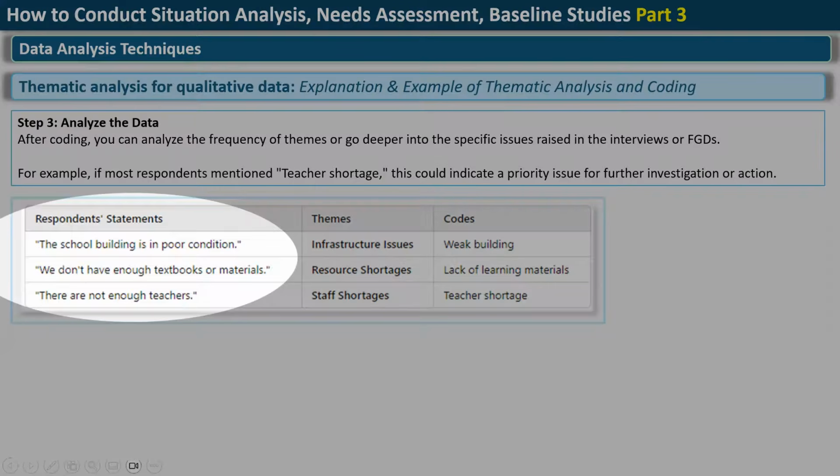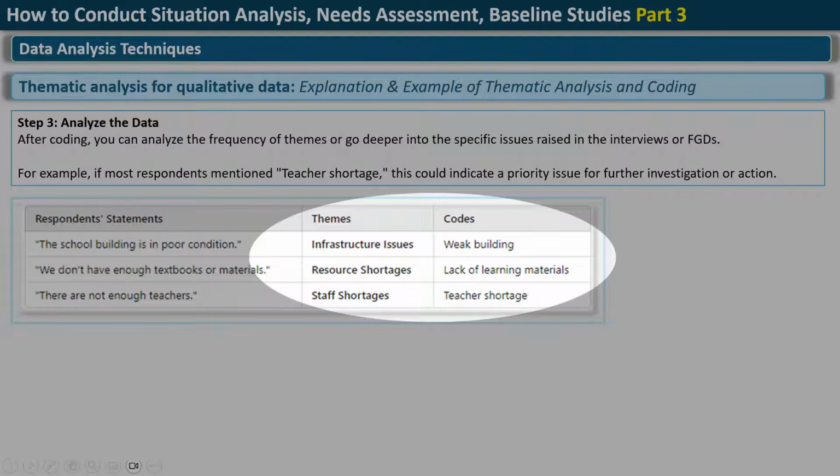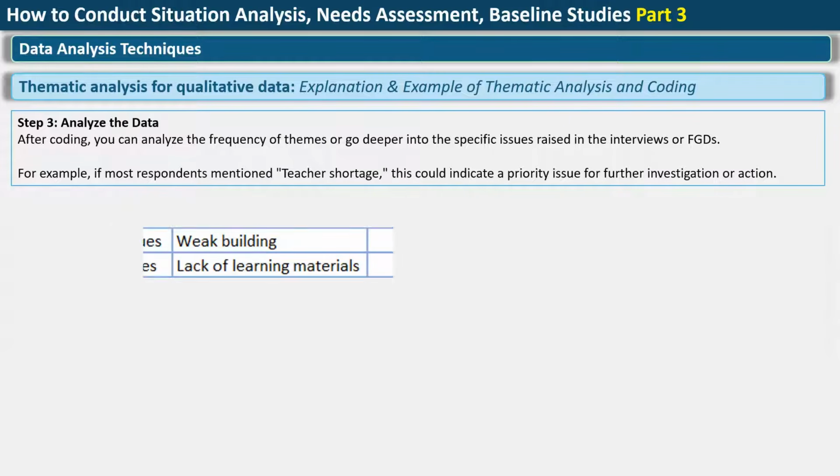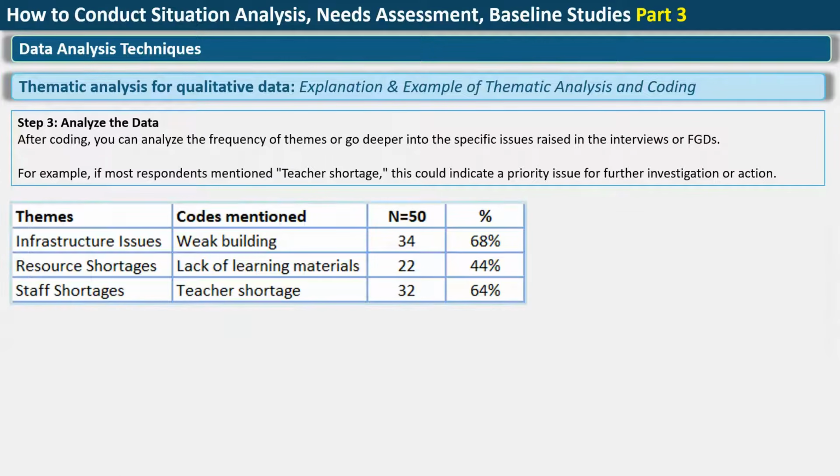So here the different statement of the respondents related to that questions. Here you are assigning themes and codes to that data. And when you complete this coding, so then you can analyze it as we do for quantitative data to obtain numbers and percentages related to these different types of issues mentioned by respondent.